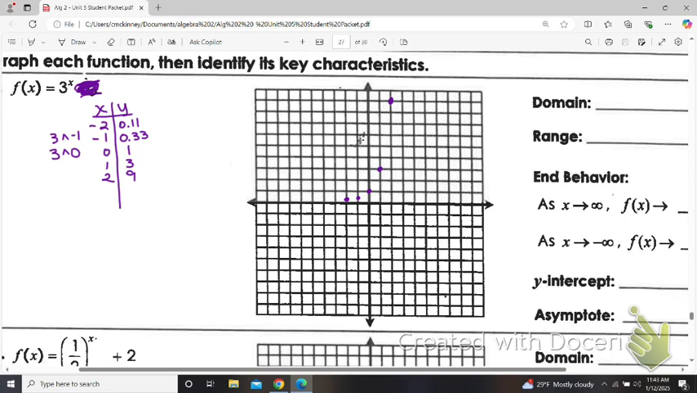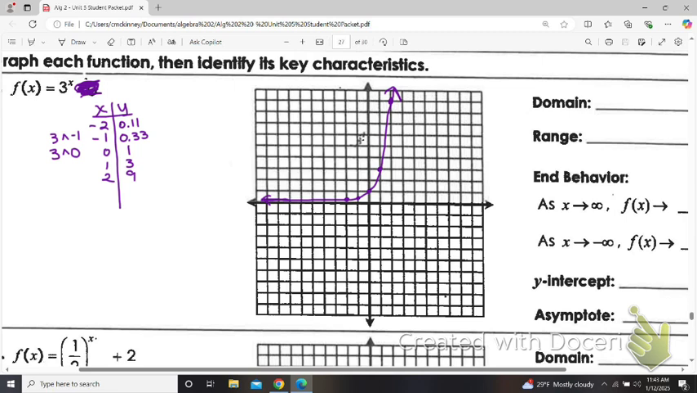And so then you're going to try to connect those with a nice swoop. Down here, no matter how far in the negatives we went, it would actually never be 0. If I kept dividing something by 3, it would never be 0, but it would get really, really close. So asymptote, right? And then over here, it is coming up and it is growing very fast.